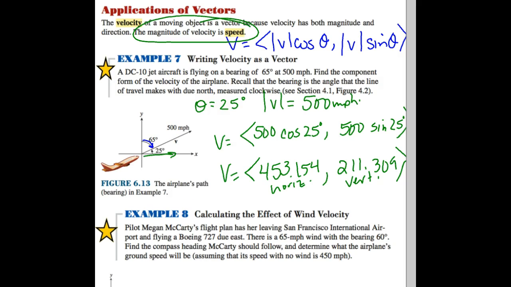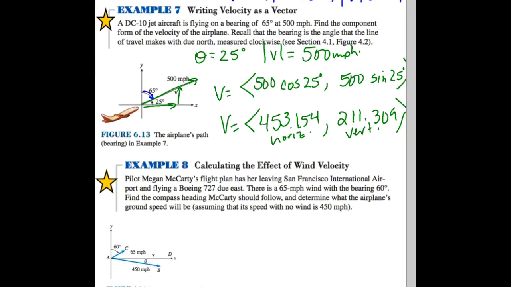453 miles per hour, and in a vertical direction, about 211 miles per hour. Does that make sense? We're just breaking it into the two components. The result is that we are flying at a bearing of 65 going 500. Okay? Questions on that? All right.